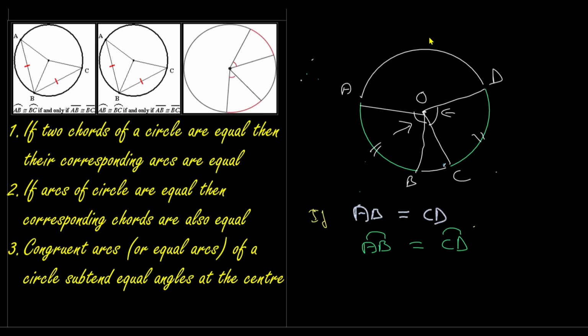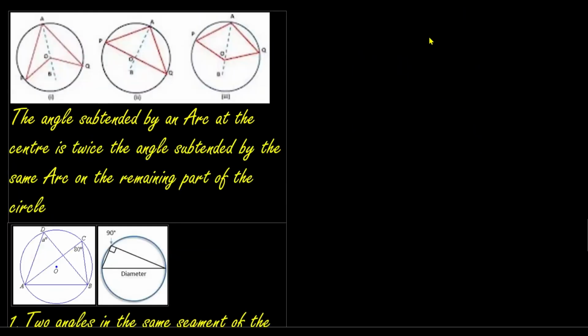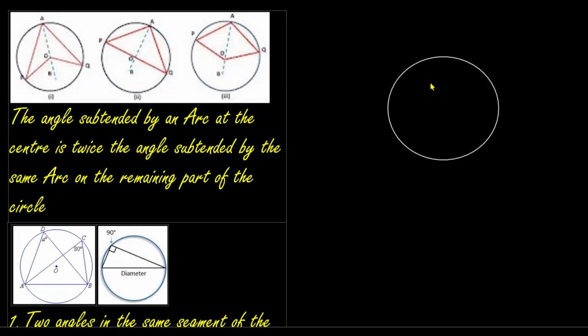Moving to the next, this is the most important property, called the alternate segment. To understand this, once again I'll make a circle first. I make a minor and major arc here. I cut a small portion of it, indicating that this is the minor arc, and I am coloring the minor arc white over here. This is arc AB.